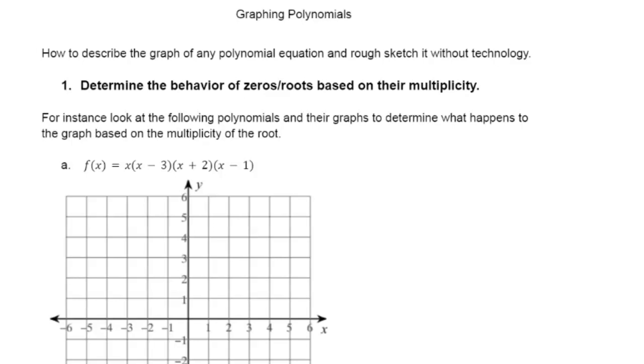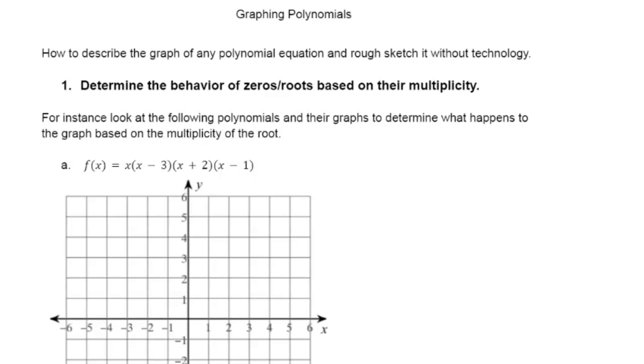All right, we're going to go ahead and graph polynomials today and just see where we can get with multiplicity and some different terms like that, and we'll talk about them as we go. So first thing we're going to do is determine the zeros or roots and the multiplicity of those roots. If you look at that function a there, you have f of x equals x times x minus 3 times x plus 2 times the quantity of x minus 1.